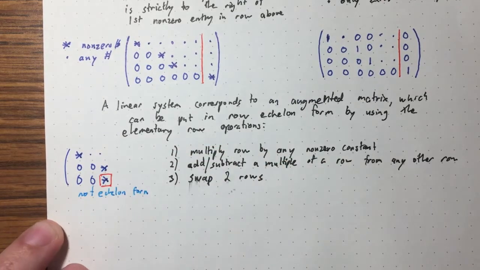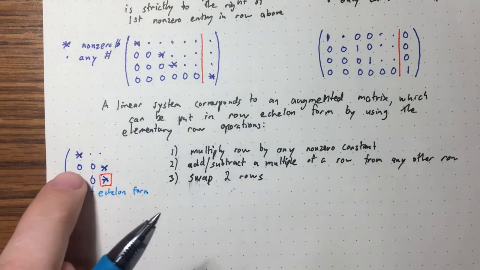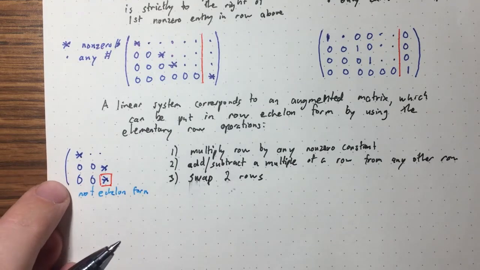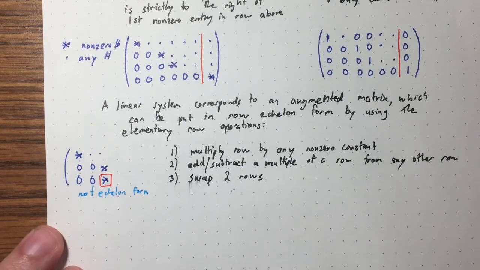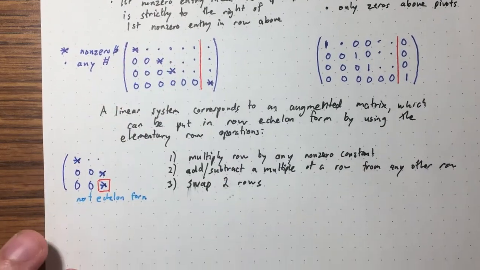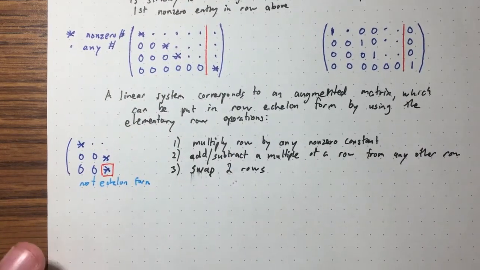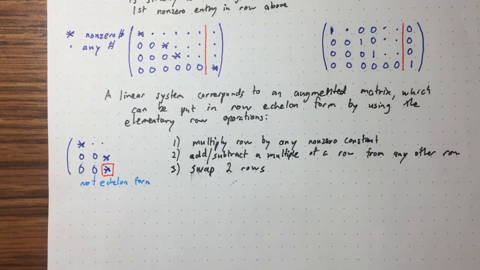How would we get this into echelon form? Well, we'd take a multiple of the second row and add it to the third row in order to make that 0, in order to get this staircase pattern. Okay, great. So that's a review of row echelon form and reduced row echelon form and how to get there.